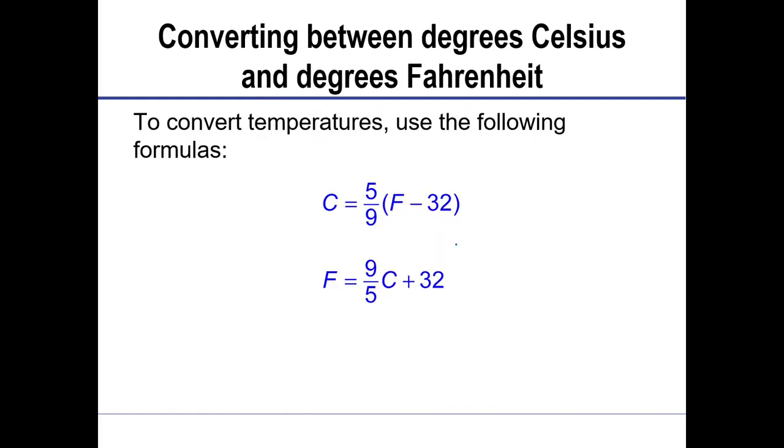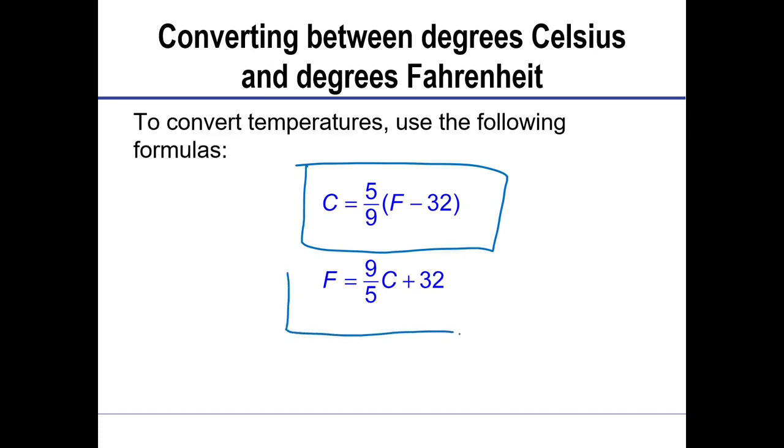To convert temperatures, use the following formula. If I want to convert from Fahrenheit to Celsius, we'll use the first formula, and we'll plug in the Fahrenheit here into the formula, and then you will get degrees Celsius. In the second formula, we're converting from degrees Celsius to Fahrenheit, so just plug in degrees Celsius here, and you will get the degrees Fahrenheit. These formulas are fairly easy to use, so you'll have some examples on homework to practice these.